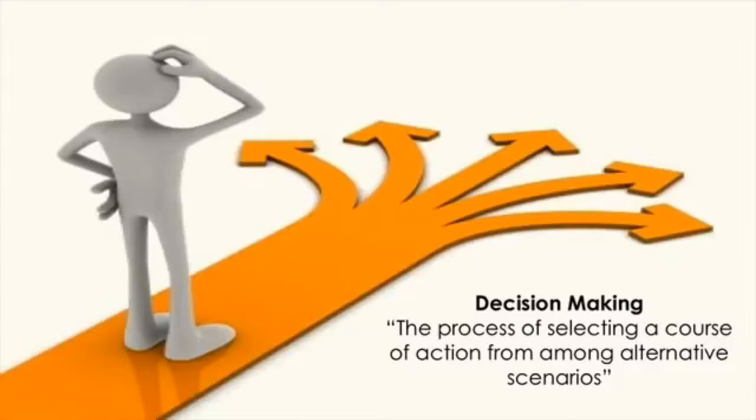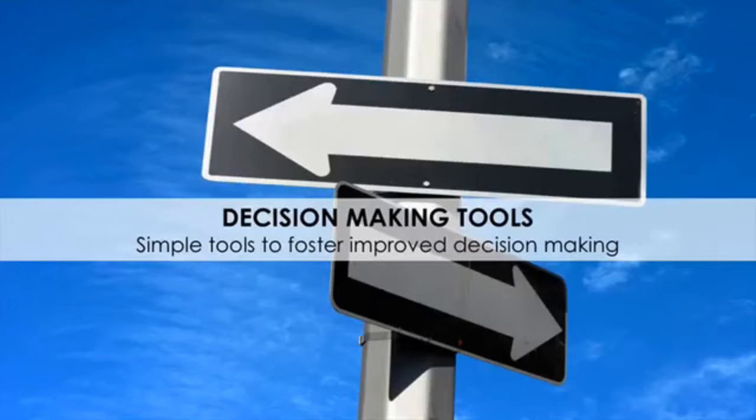For me, the definition of decision making is the process of selecting a course of action from among alternative scenarios. And I think that's the crux of it, it's about selecting a course of action. And sometimes we just need some tools, sometimes a little bit of objective analysis to help us make a better job of selecting that course of action, because there's lots of alternatives the way we can do things, and often we race to them. So let's just work through some simple decision-making tools.